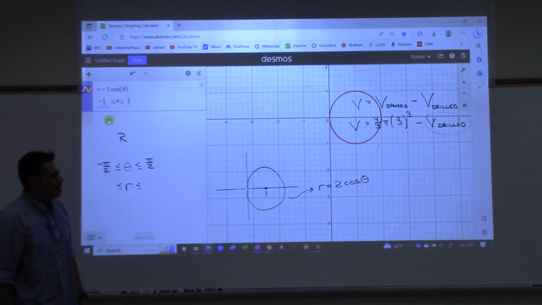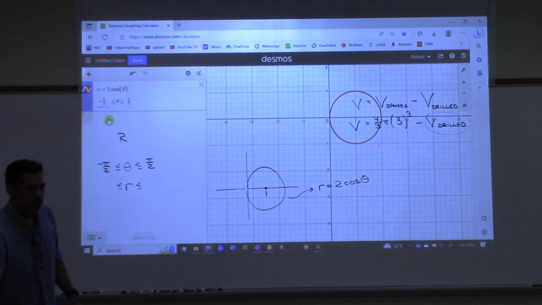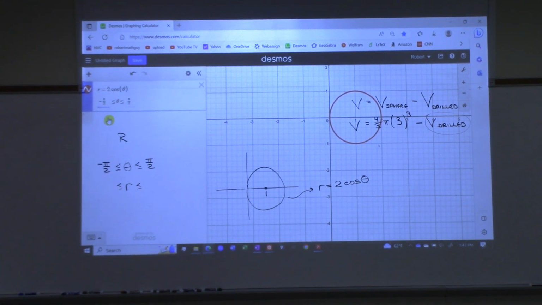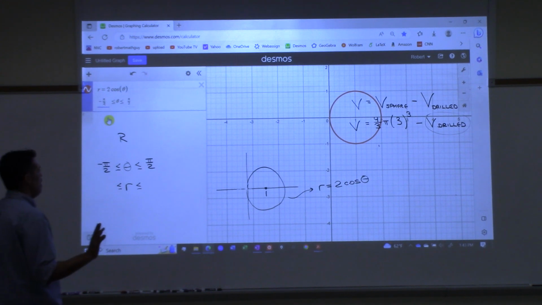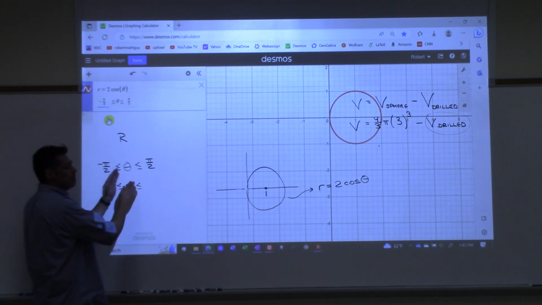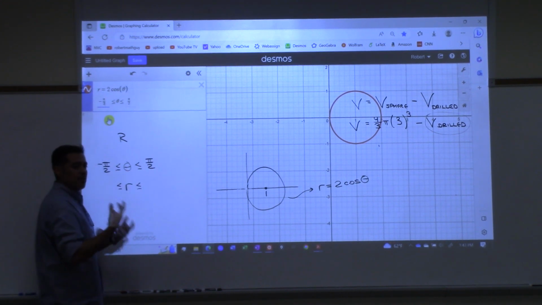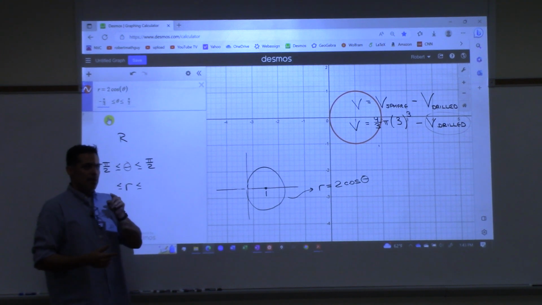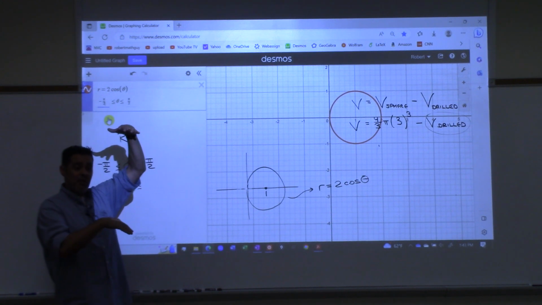All right? Yes? Can we also apply symmetry and go from 0 to 2 pi, but just multiply the interval by 2? Or does that not work in this case? Great question. So the question was, could we just go from 0 to pi over 2 and double it because of symmetry? Yes or no? What do y'all think? It depends on what the surface above it looks like.